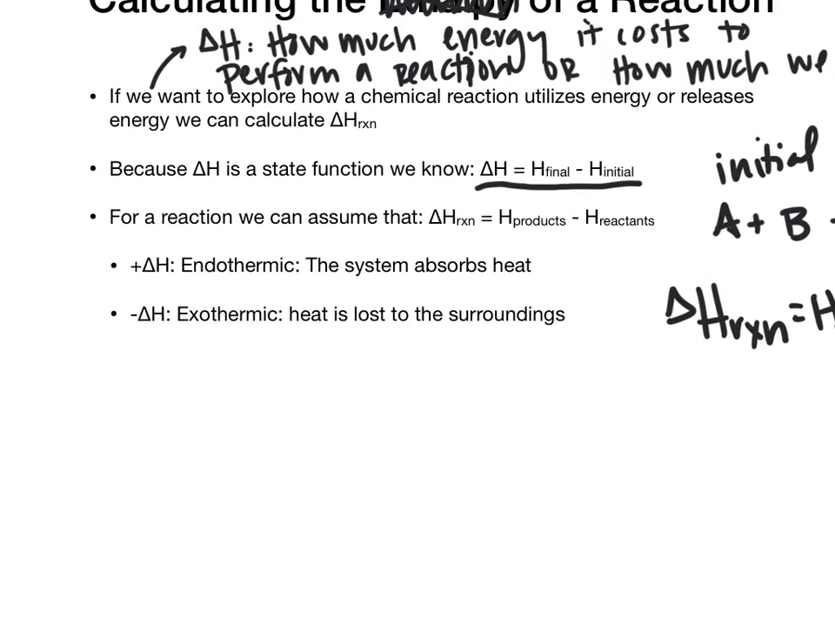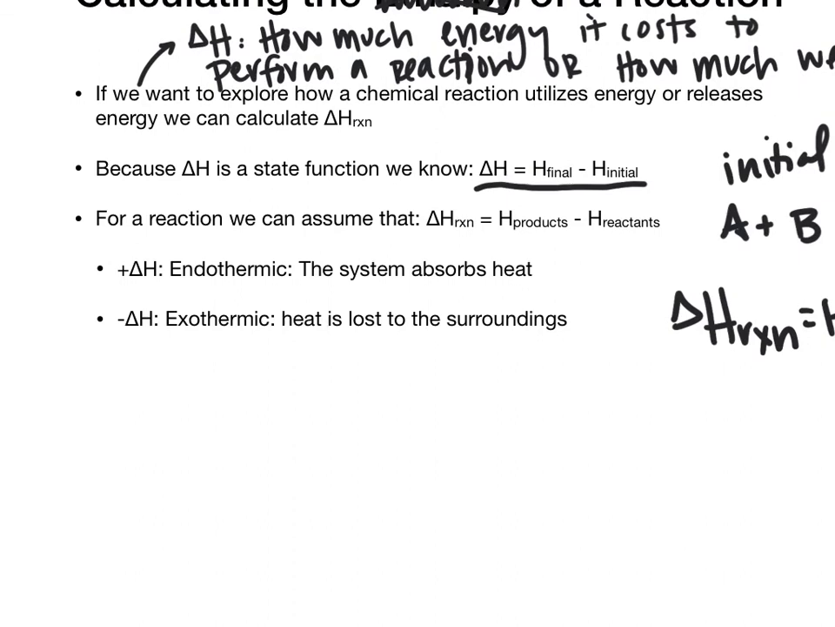The other part we want to think about is that when delta H is positive, the reaction is endothermic, so the system absorbs heat. When delta H is negative, the reaction is exothermic, and heat is lost to the surroundings.